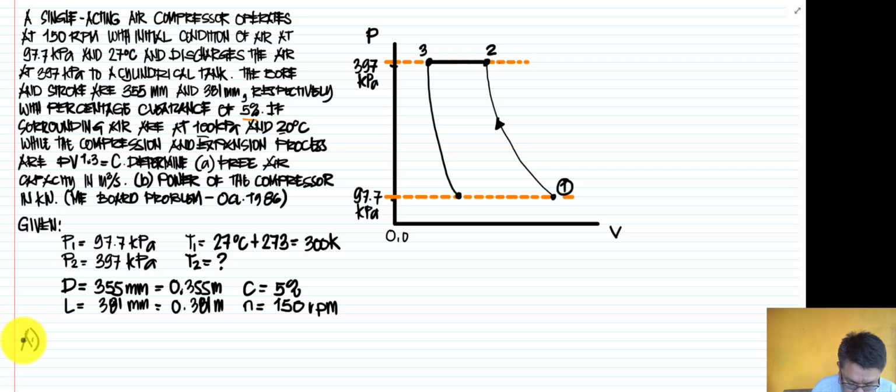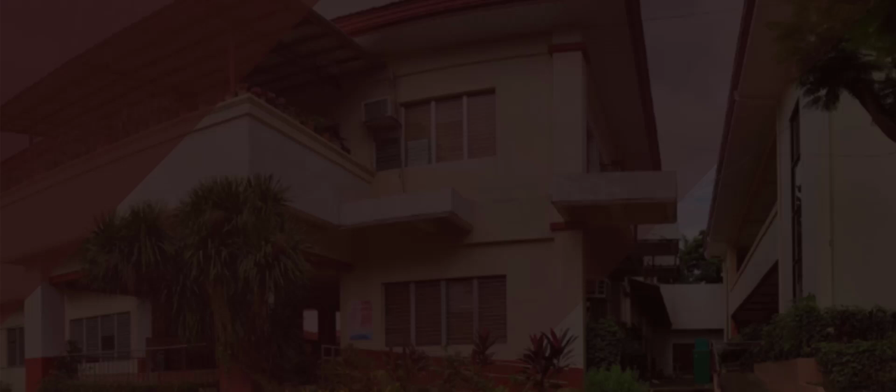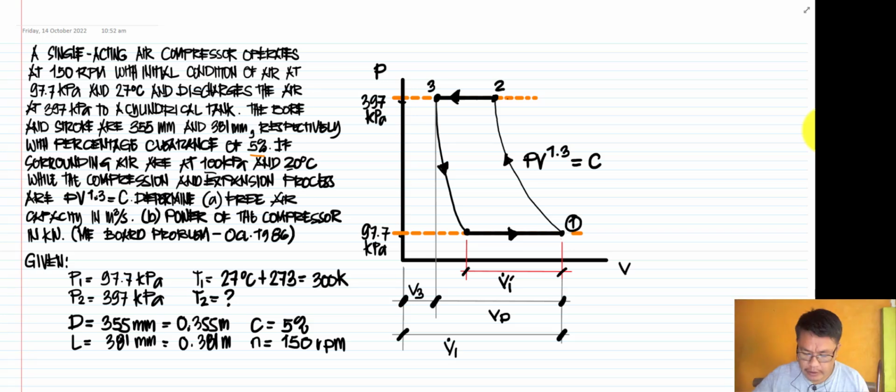Now for our letter A, which is what we are looking for in the problem, we need to find the free air capacity in cubic meter per second. Now, you can see here we have completely drawn the volume. So we have here volume values, volume 1 prime. So we have here your volume rate. This is your 0.4.